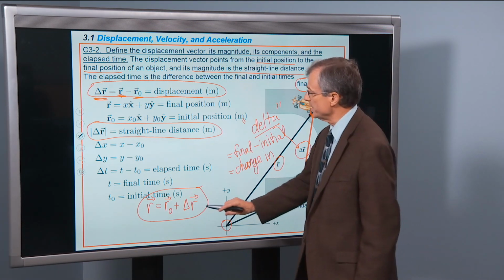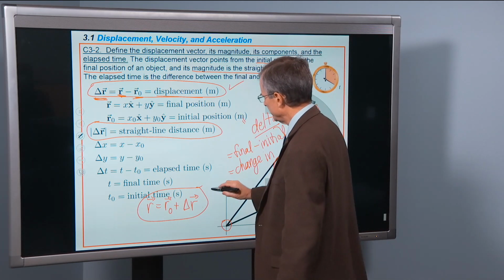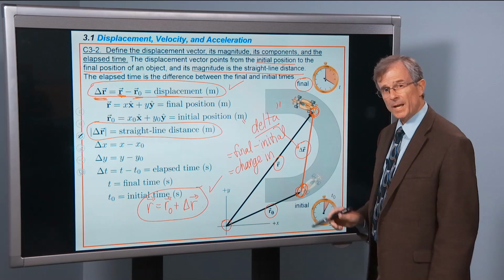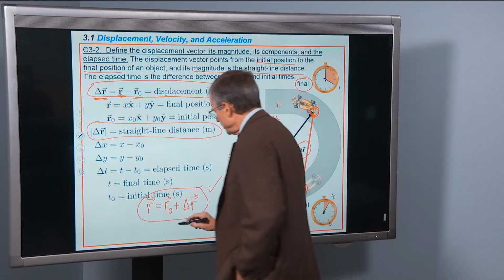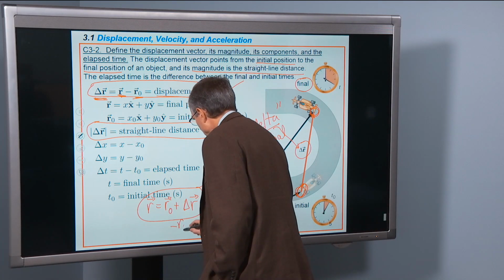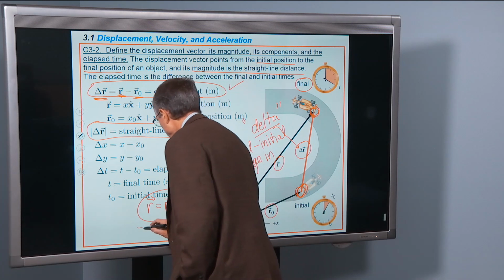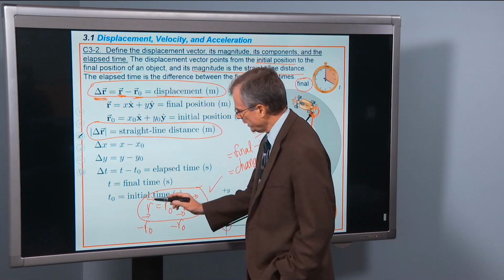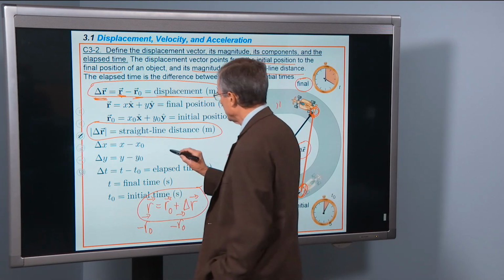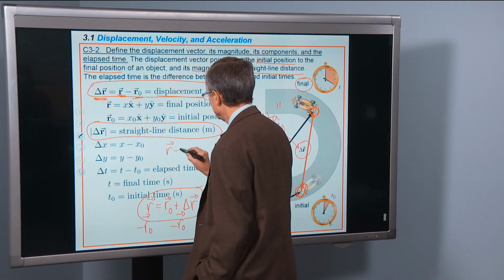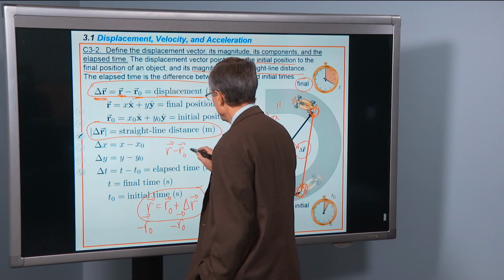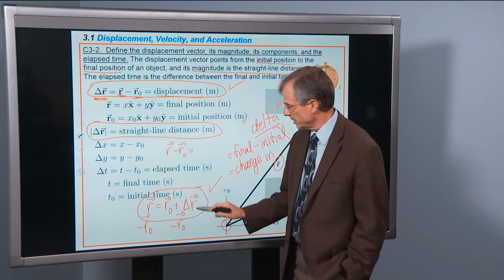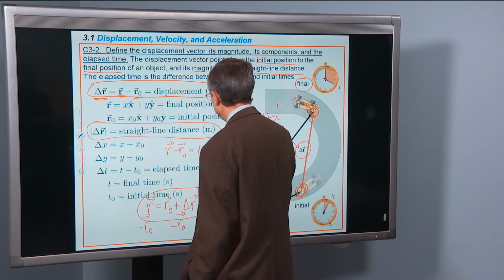Well, is this equation consistent with this one? Are these two equations consistent with each other? Well, actually they are. What if you subtract r naught from both sides of this equation? Then on the left side we'll have r minus r naught, and on the right side of the equation these r naughts will cancel each other and we'll just get delta r.